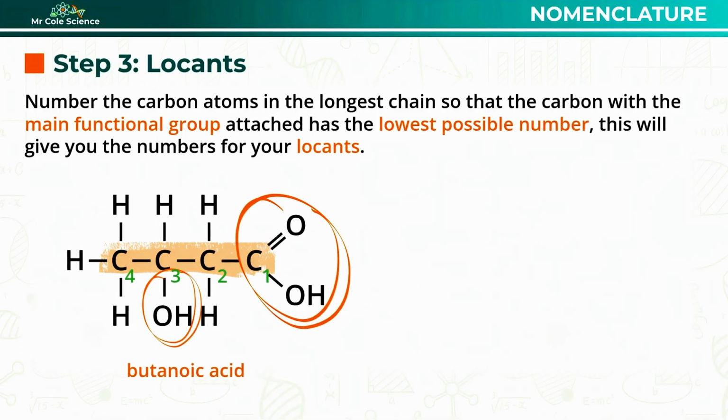This means the hydroxyl group doesn't have the lowest possible number, and that's fine because it isn't the main functional group. But this numbering system does provide a way to eventually include its presence in the name while stating where it is in relation to everything else in the molecule. And this leads us nicely onto step 4.